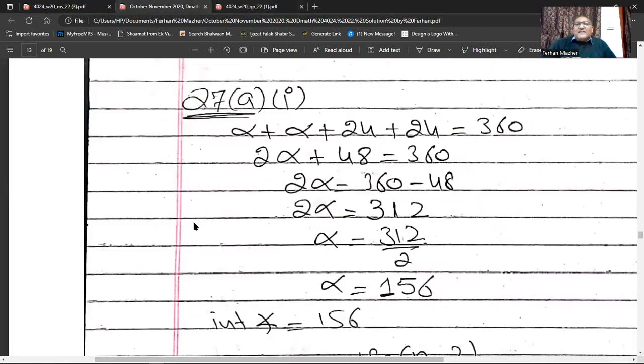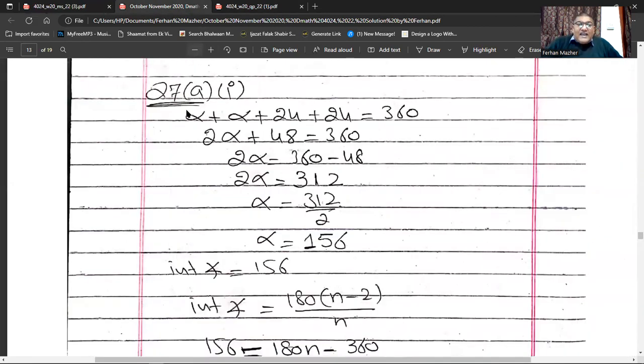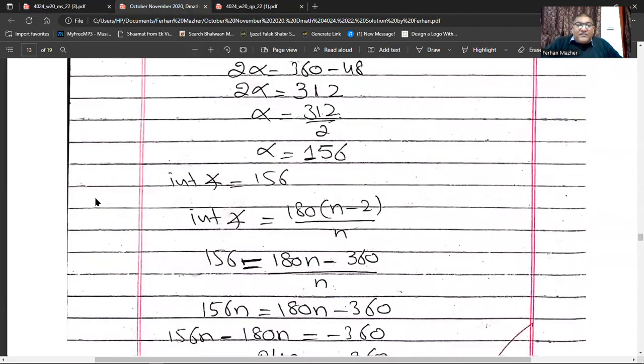So suppose that internal angle is alpha. So in that trapezium, alpha plus 24 plus 24 is 360. So 2 alpha plus 48 is equal to 360. So 2 alpha will be 360 minus 48, so 2 alpha will be equal to 312. And alpha will be equal to 312 divided by 2. So alpha will be 156. It means that the internal angle is 156.